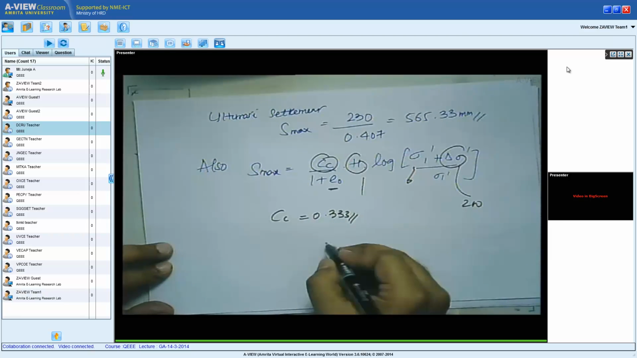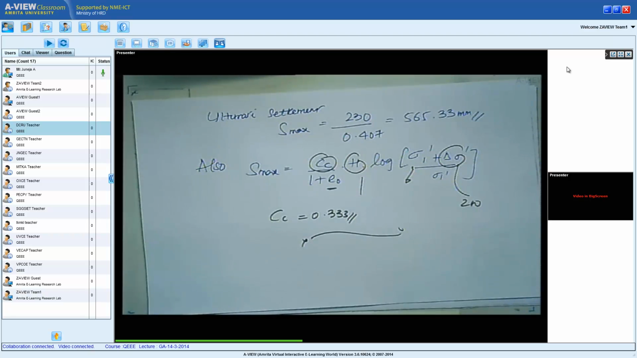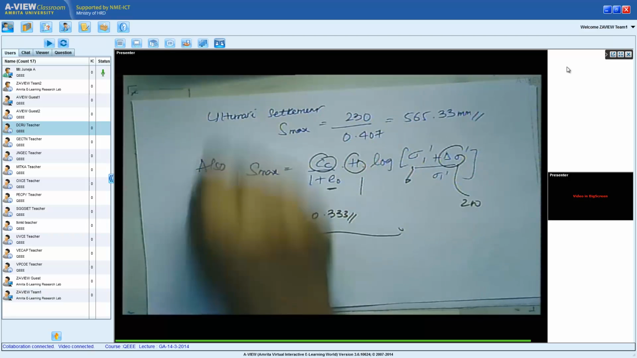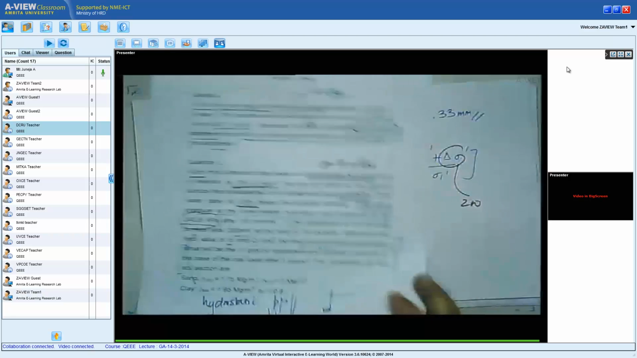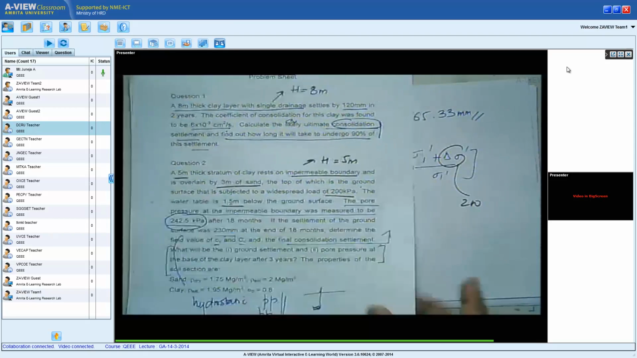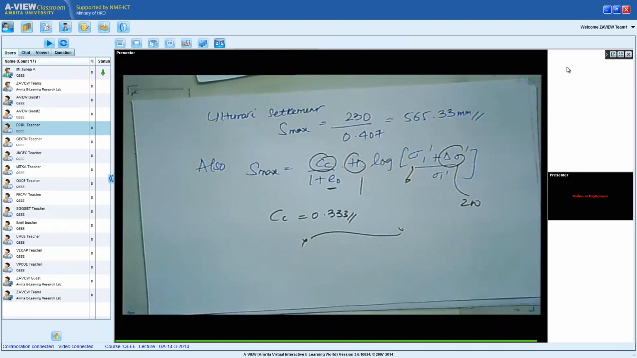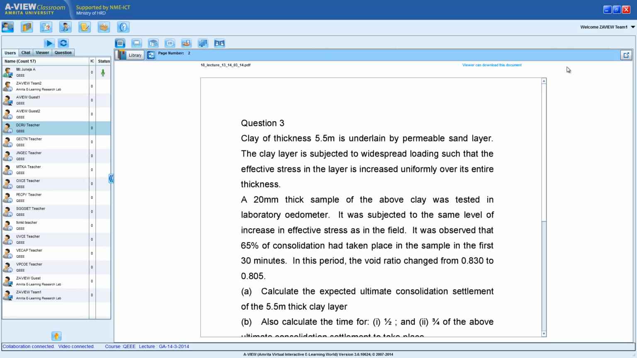I would like you to try this at home. Please try this at home. You will get a Cc of 0.333. Also, please do try the remaining part of this question as a home task. Question 3 is a nice question. Please try question 3 as well, which is on your screen. You can download question number 3.